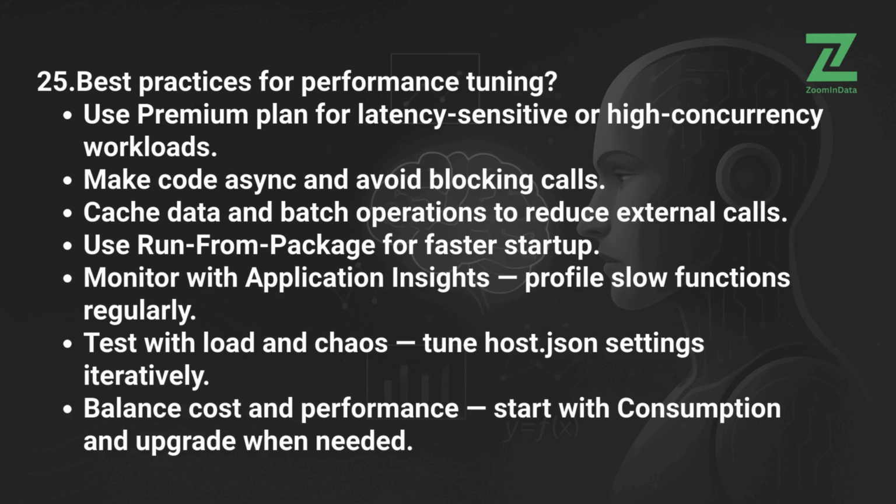Best practices for performance tuning. Use premium plan for latency-sensitive or high concurrency workloads. Make code async and avoid blocking calls. Cache data and batch operations to reduce external calls. Use run from package for faster startup. Monitor with Application Insights. Profile slow functions regularly. Test with load and chaos. Tune host JSON settings iteratively. Balance cost and performance. Start with consumption and upgrade when needed.